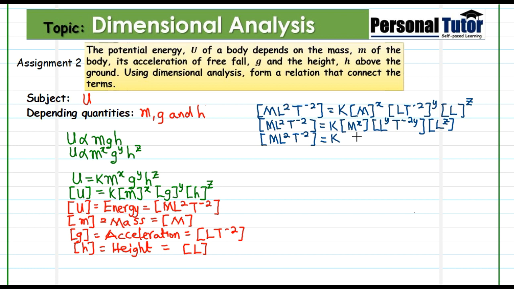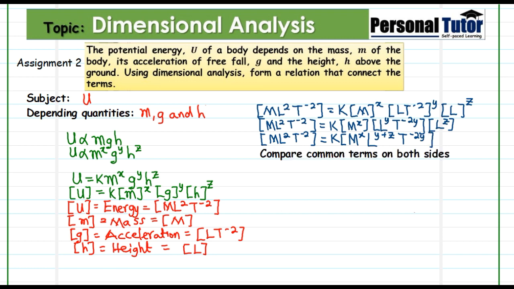Maintaining the left hand side, we then expand for the M. It will still be M exponent S. On the L, there are two of them. One has an exponent Y and the other has an exponent Z. Since they are multiplying, one of the bases is written, but the exponents are added as Y plus Z. For the T, it goes to the power negative 2Y.